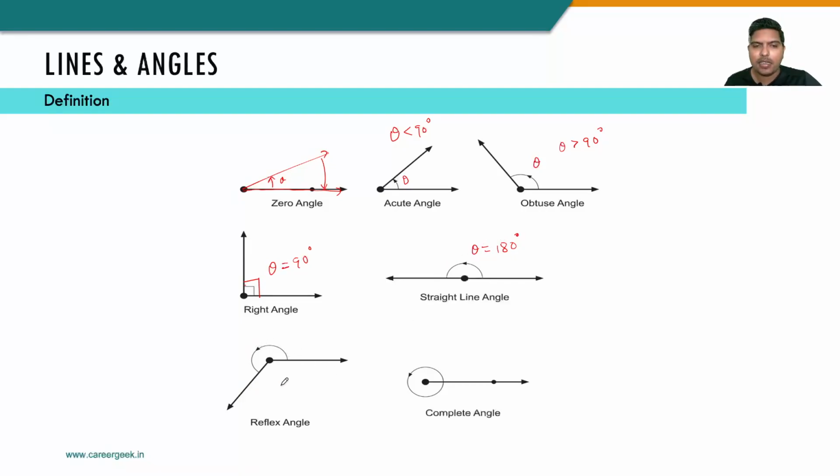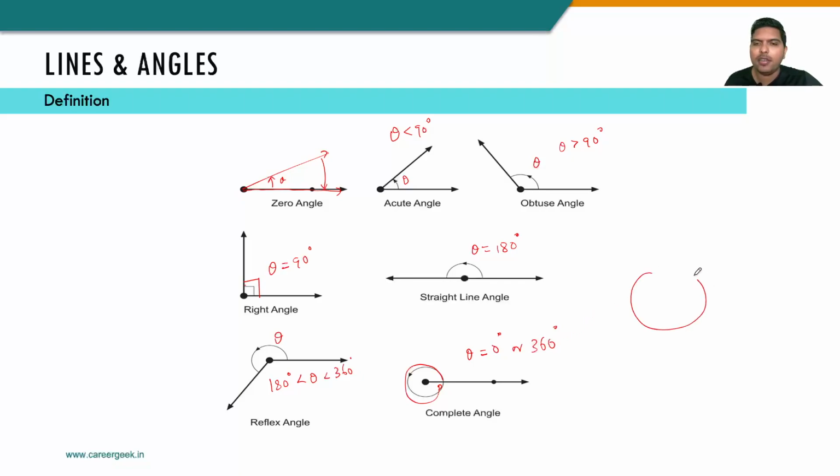Now, reflex angle, it's not used a lot. You can still remember it: the angle is greater than 180 but less than 360. What is 360? Complete angle, right? So theta is either 0 degrees or 360 degrees. It doesn't matter. Both meet at the same point. The complete angle is called the 360 angle.